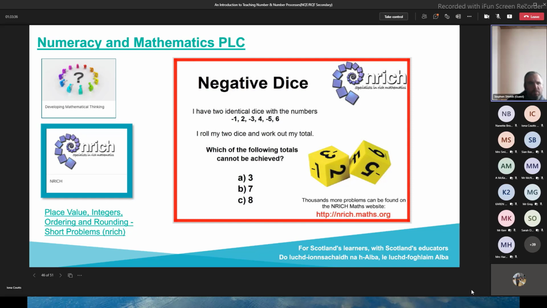We see here a little task from Enrich, negative dice, which some of you are saying you're going on to integers, so that might be useful for you in the links there.